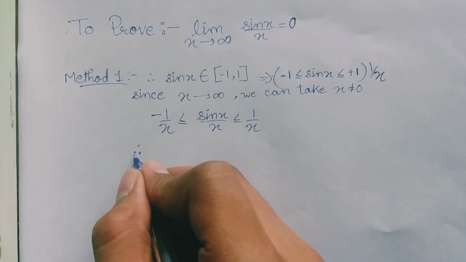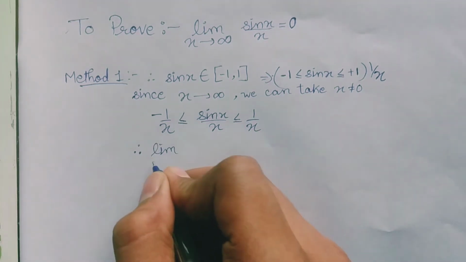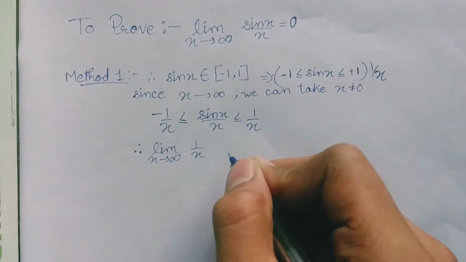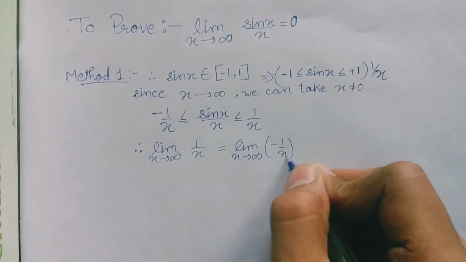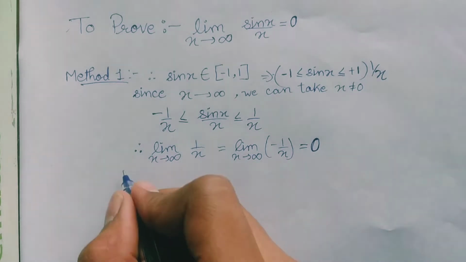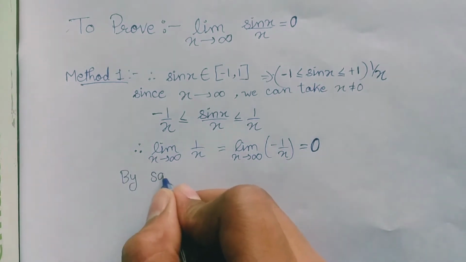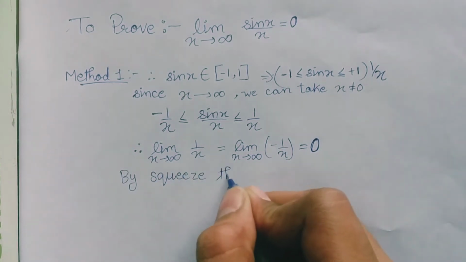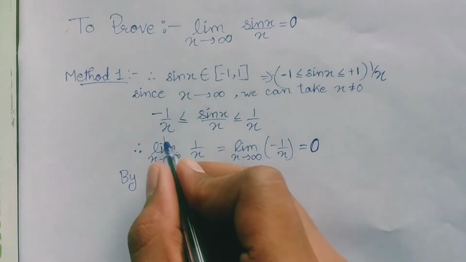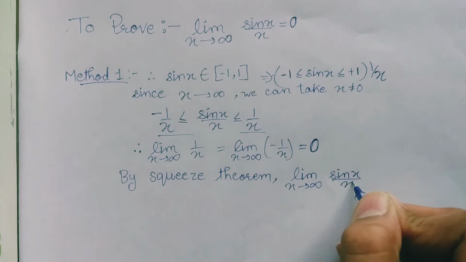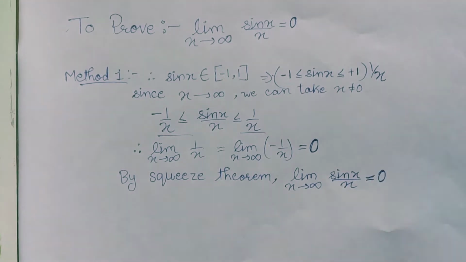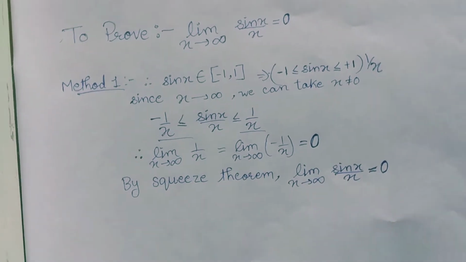Now we will apply the squeeze theorem. We know that both 1 by x and -1 by x have limit 0 as x tends to infinity, because a negative 0 makes no sense. And since sin x by x is bounded between 1 by x and -1 by x, and as x tends to infinity, 1 by x and -1 by x tend to 0, it implies that sin x by x also tends to 0. Hence proved. Let us move on to the next method.